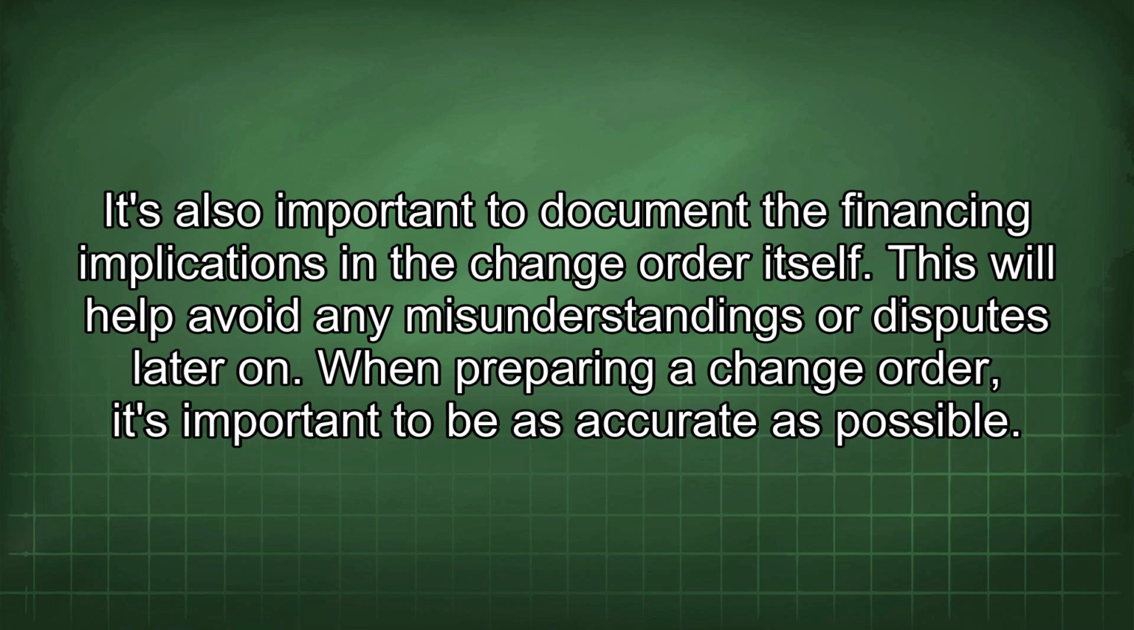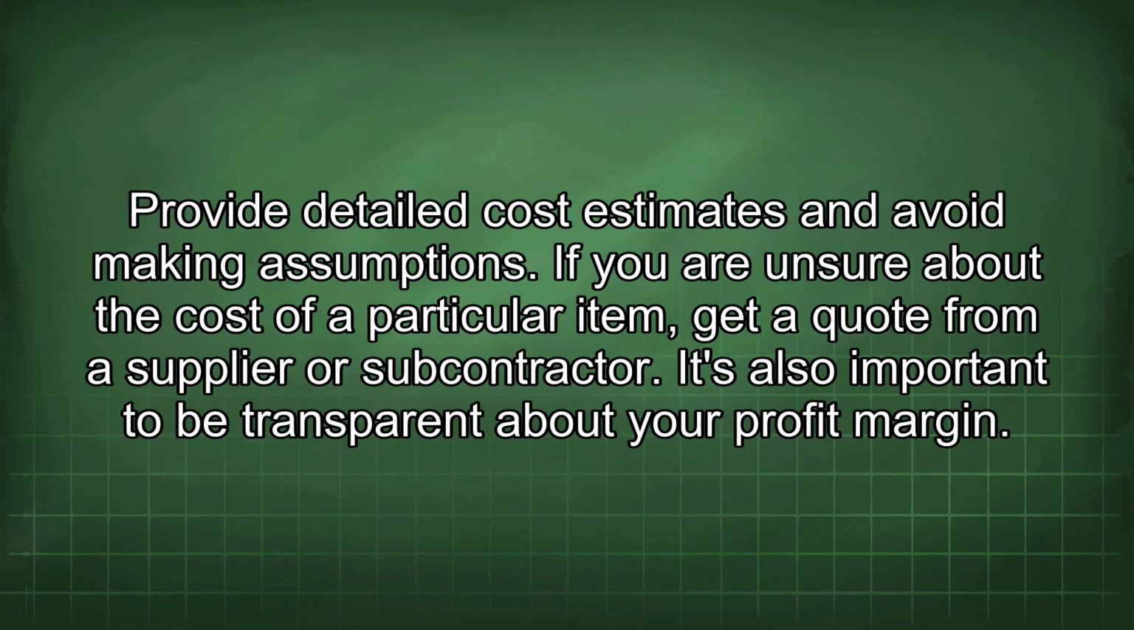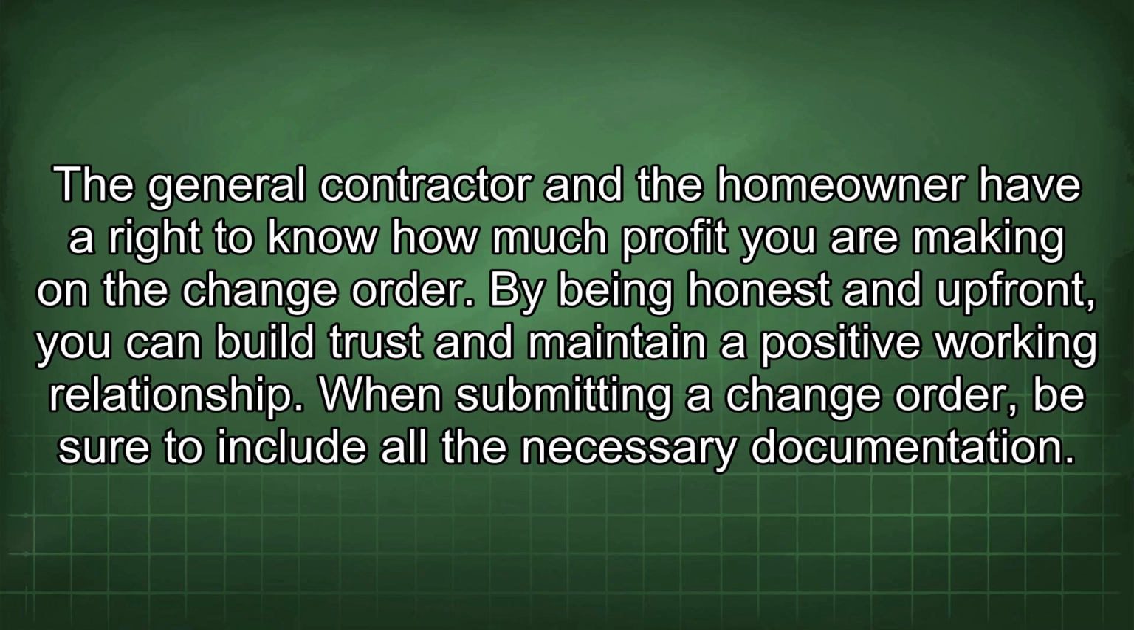When preparing a change order, it's important to be as accurate as possible. Provide detailed cost estimates and avoid making assumptions. If you're unsure about the cost of a particular item, get a quote from a supplier or a subcontractor. It's also important to be transparent about your profit margin. The general contractor and the homeowner have a right to know how much profit you are making on the change order. By being honest and upfront, you can build trust and maintain a positive working relationship.